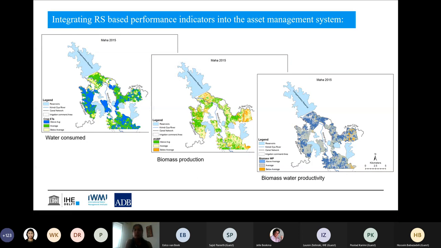So the indicators we're integrating into the system are those that are output from the PISABLE approach, the proposed irrigation performance indicators. These are the ones that my colleagues presented earlier. I won't go into much detail, but we have the water consumed on the left, the biomass production in the middle, and the biomass water productivity on the right. For this particular scheme, the biomass water productivity confirms what we already know: that in the tail end of the left bank canal, where you can see the orange areas, there is an issue with water delivery, and that's reflected as low water productivity in this instance.